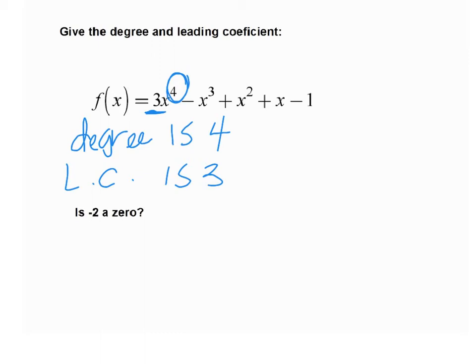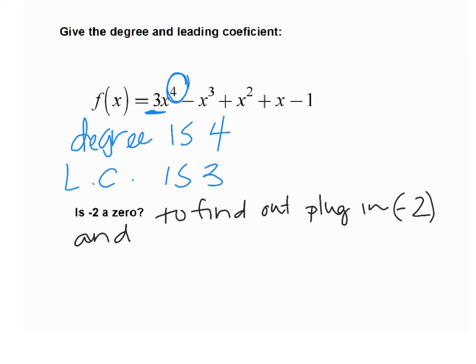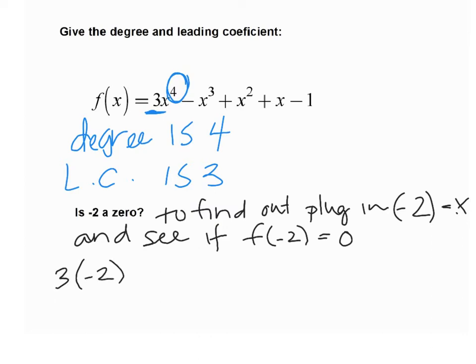So is -2 a 0? To find out, you're going to plug in -2 for x and see if f of -2 equals 0. So I'm going to plug it in and show you. 3 times -2 to the 4th minus... Sorry, that's wrong. It should just be -2 to the 3rd. Notice I'm putting parentheses around here because I first have to take -2 and cube it and square it and all that stuff.